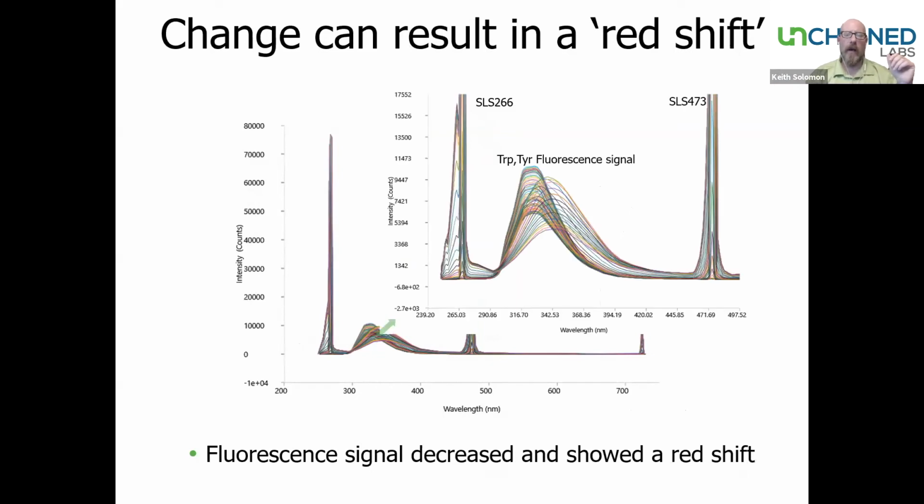Here's another nice example of a redshift. This is a monoclonal antibody, and many of us work with monoclonal antibodies, so this is a particularly interesting example. You can see as the protein is subjected to a thermal ramp, the fluorescence signature changes, it moves in the right direction, red shifts, and there's a diminution of the quantum yield. And this is very typical of what you see in probably about 90% of the proteins that you'll look at. You're going to see a diminution of signal and a red shift in the fluorescence spectrum.